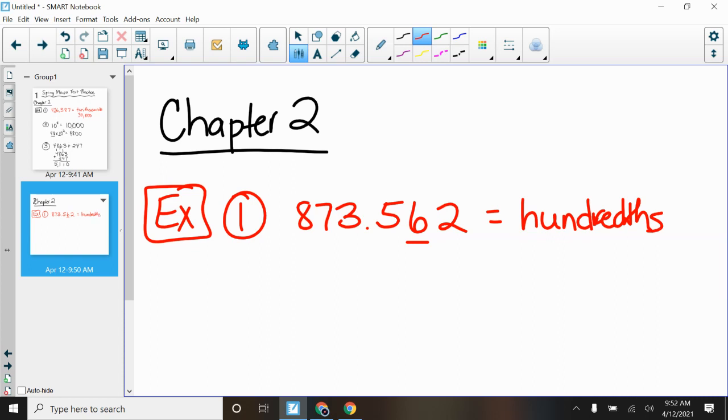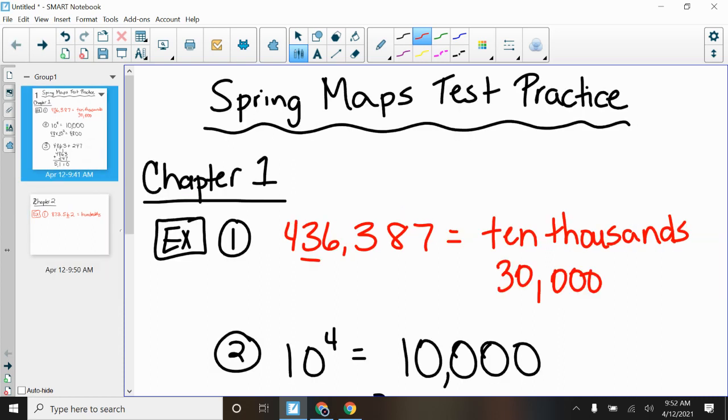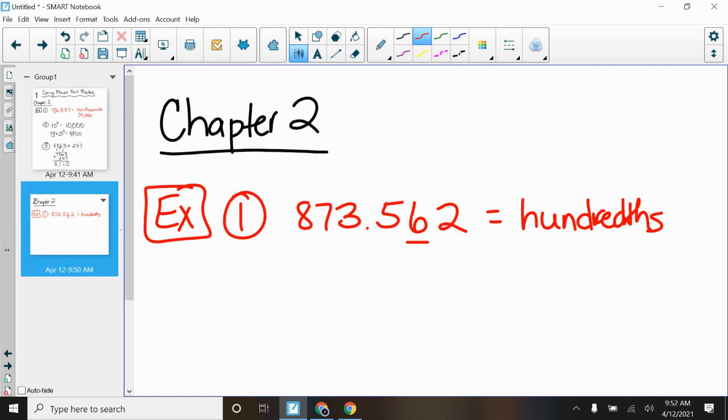Now, if we get its value, what would its value be? 600. How do I write 600ths? Remember, in chapter 1, we had to show what 10,000s, like what 3 10,000s looks like as a number. So what would 600ths look like as a number, Max? Decimal 06. Yes, it would look like decimal 06. The 6 has to be in the hundredth spot, so I have to fill in that 0 in front of it.